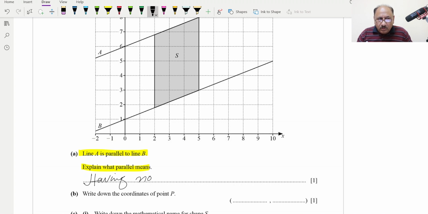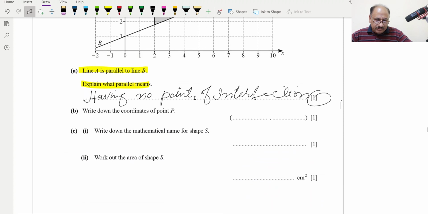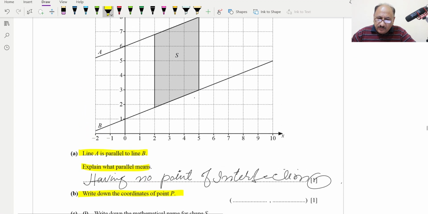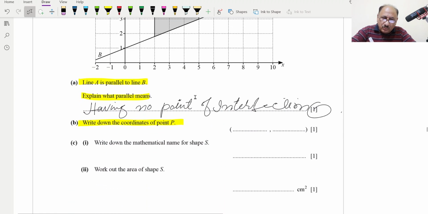having no point of intersection. Point of intersection. This is what I have mentioned. It's 1 mark question. We are done with this. Then the second point which they are asking is write down the coordinates of P. So coordinates of P, we can write P are what? 5 and 8. So we can mention over here 5 and 8.